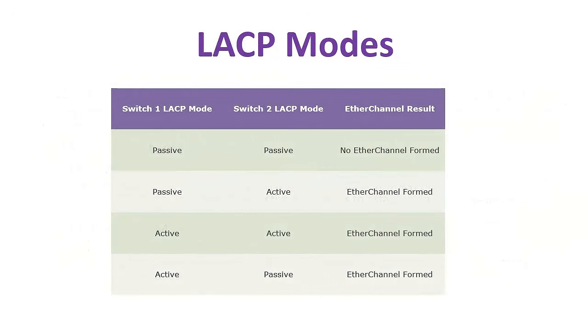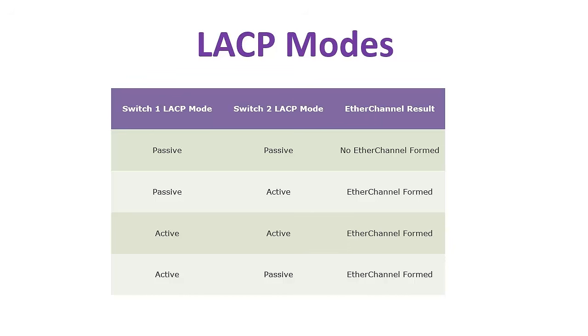And as you see, depending on what is programmed, an Ether channel will or will not form. If you have two passive ports on either side of the link, an Ether channel is not going to form, because there will be no transmission of packets to try to initiate the Ether channel itself. So let's build upon this concept a little bit further.